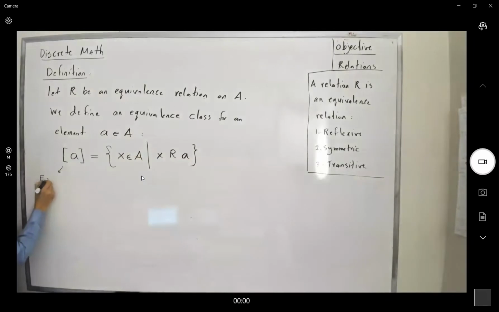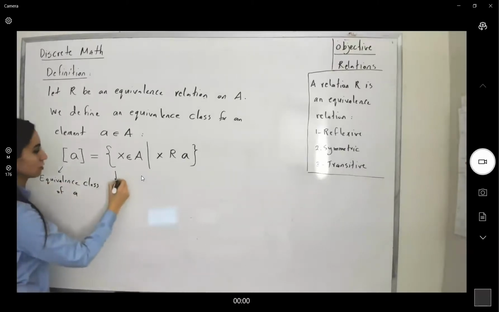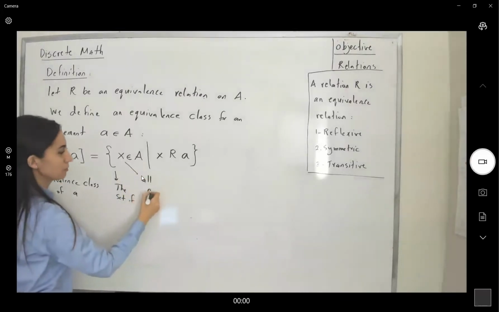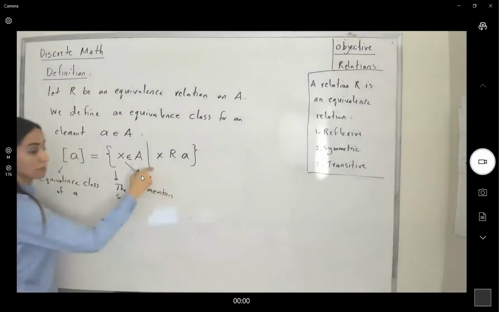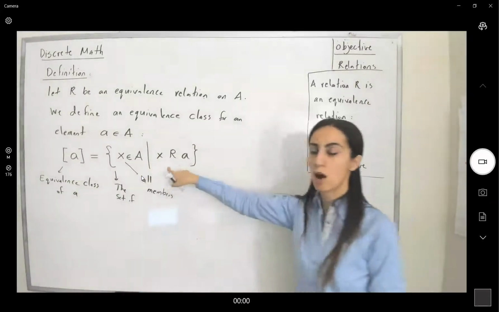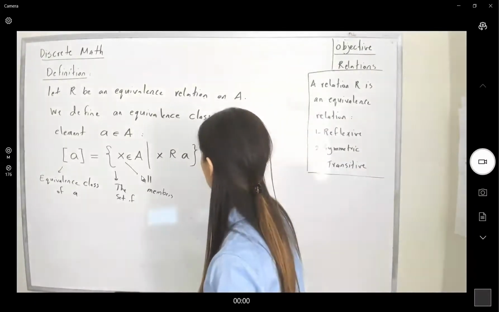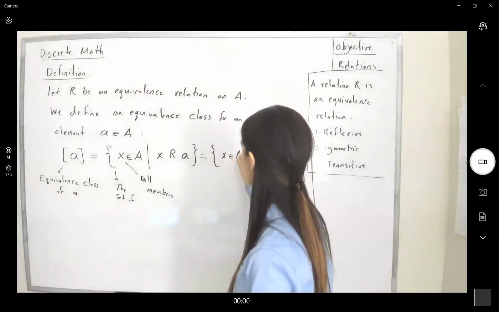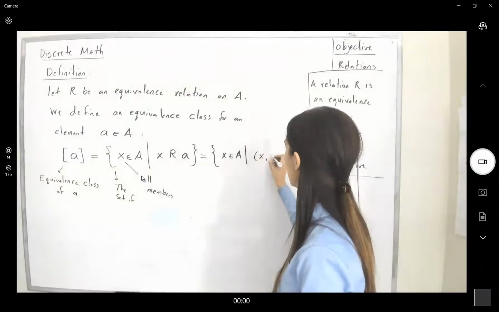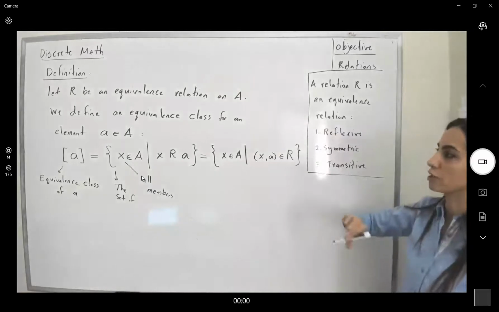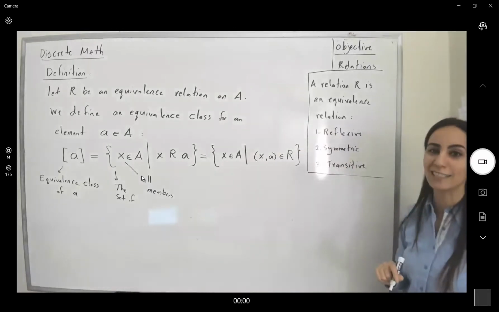So this is the equivalence class of a, which is equal to the set of all members such that those members are in relation with a. Or you can write, this is the set of all elements x in A such that (x, a) is a member of R. So this is the official definition of the equivalence class of a.